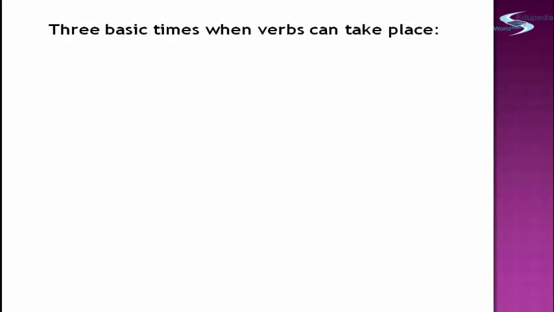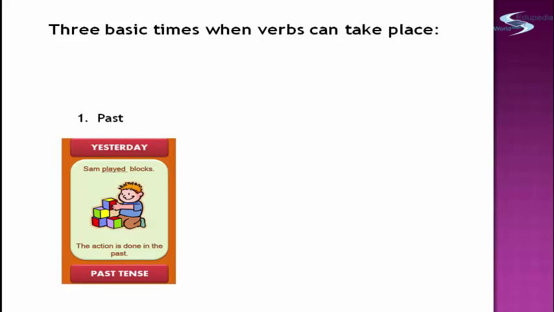The three basic times when verbs can take place are, first, past. The key word is yesterday. So for example, Sam played blocks. The action is done in the past. So this is past tense.